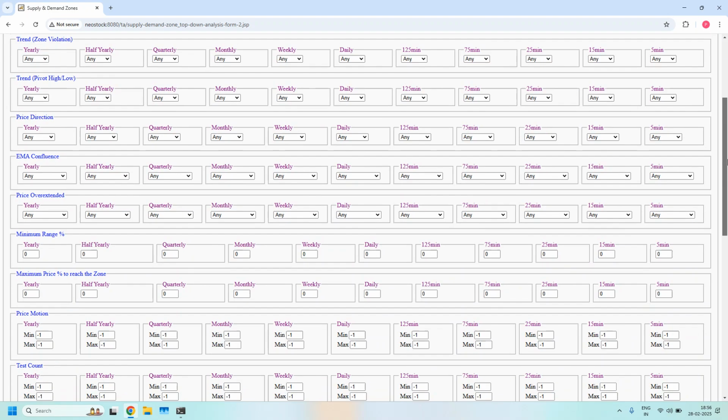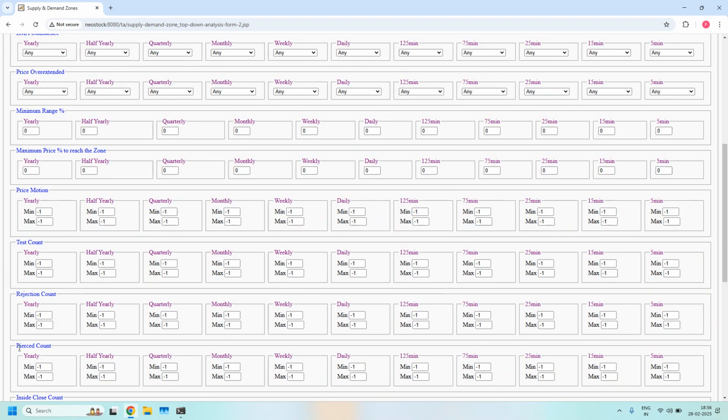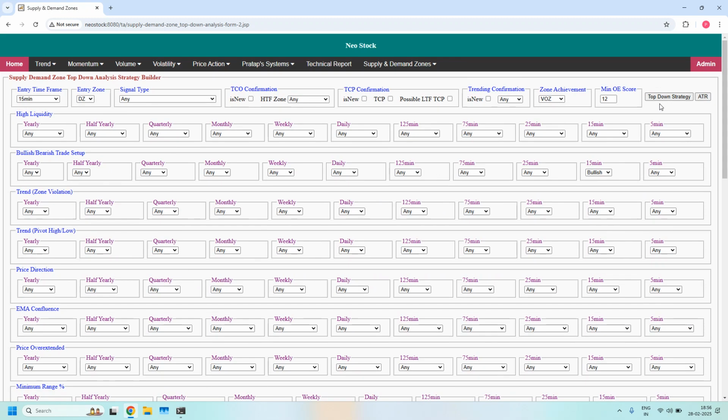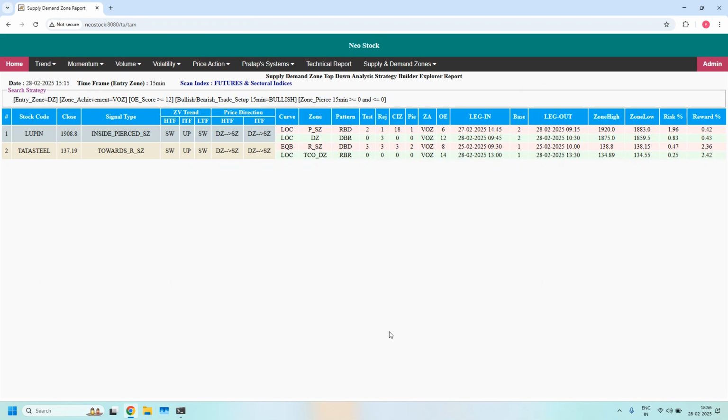And 15 minutes demand zone should not be pierced. So in the pierced count at 15 minutes time frame, I am setting minimum value 0, maximum value 0. With all the 3 filters, we got only 2 stocks. Currently, these 2 stocks are supporting bullish trade setup for daily income trade, and these entry time frame zones are 15 minutes demand zones. Out of these 2, they are having ITF confluence.